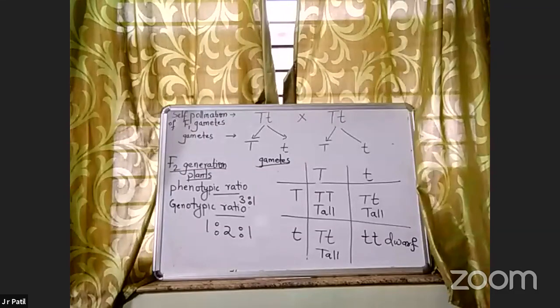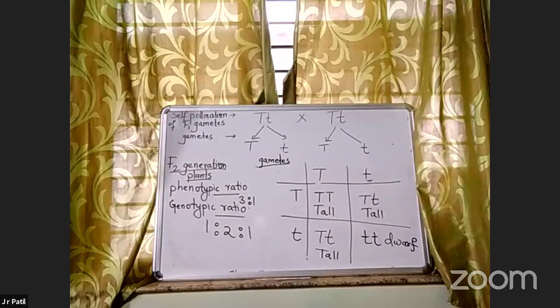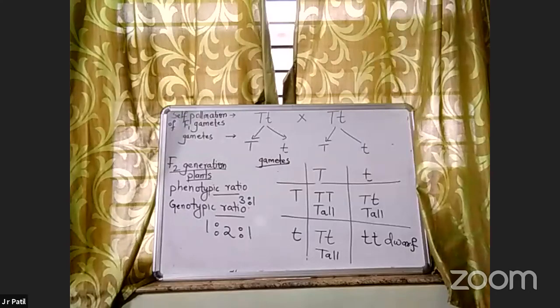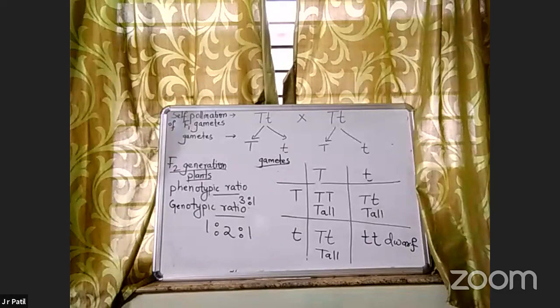Now I'll ask you some questions. Tell me how the plants will be formed in the F1 generation. By cross pollination, ma'am. How will the plants be? Tall, ma'am.